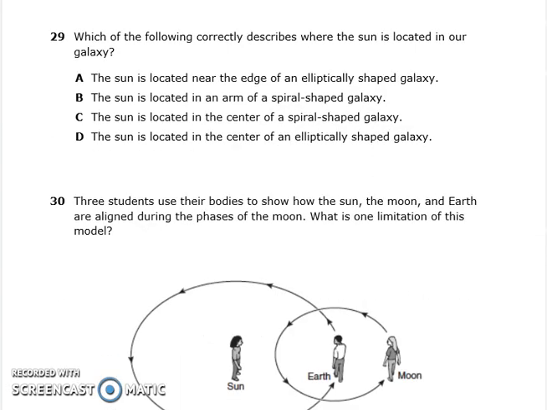Number 29. Which of the following correctly describes where the Sun is located in our galaxy? A, the Sun is located near the edge of an elliptical-shaped galaxy. B, the Sun is located in an arm of a spiral-shaped galaxy. C, the Sun is located in the center of a spiral-shaped galaxy. Or D, the Sun is located in the center of an elliptical-shaped galaxy.